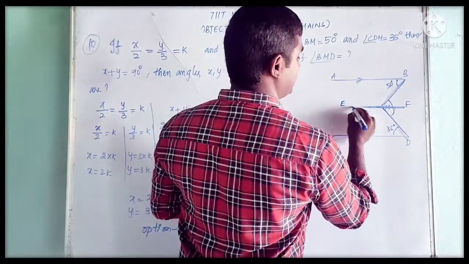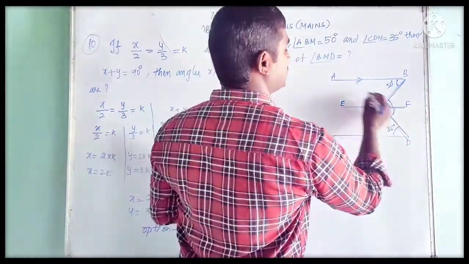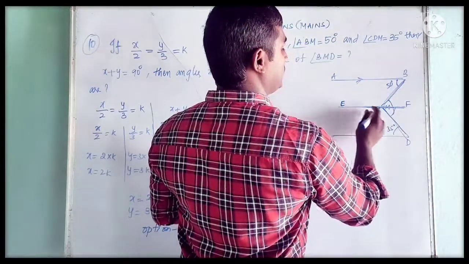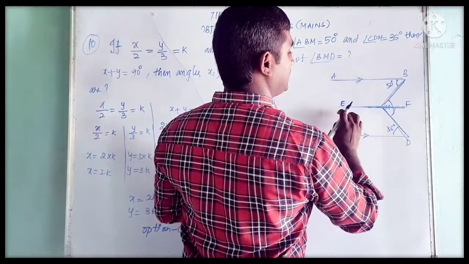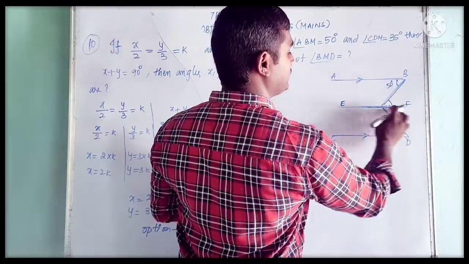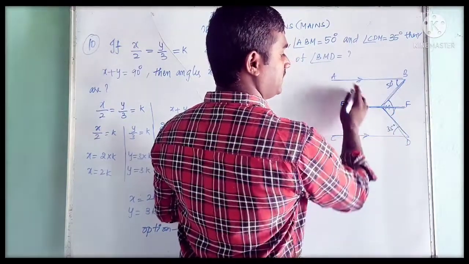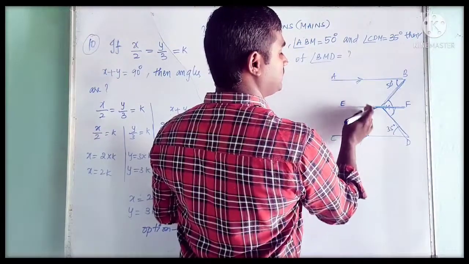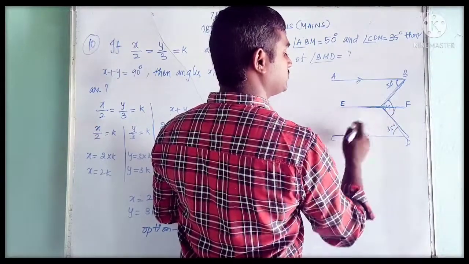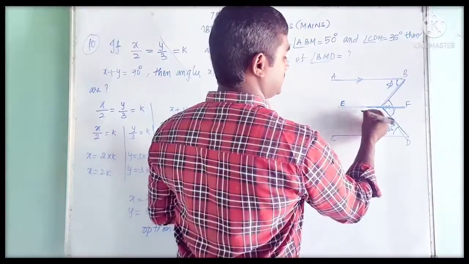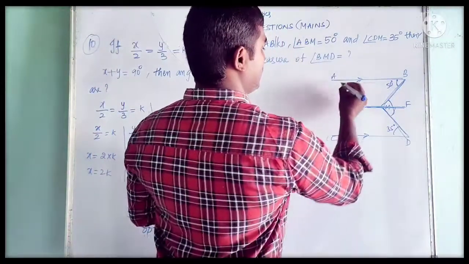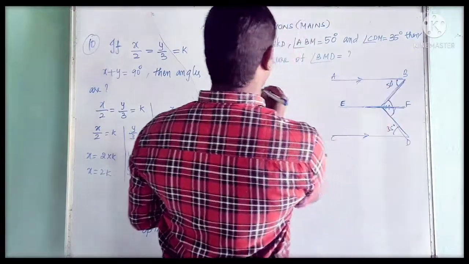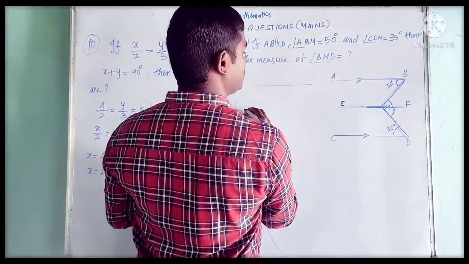That is, I have drawn here EF. EF is parallel to AB and passing through M. We know that AB is parallel to CD and EF is parallel to AB. Then EF is parallel to CD also. Yes, AB is parallel to CD and AB is parallel to EF. Then EF is also parallel to CD. So by using that condition, see from the figure, AB is parallel to CD.